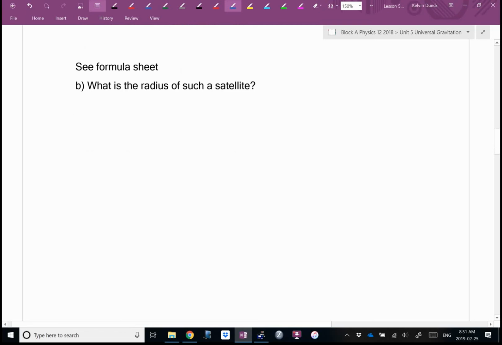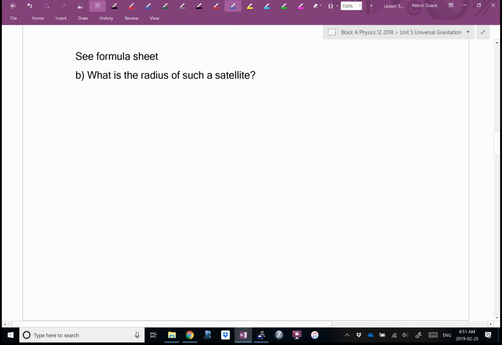What's the radius of such a satellite? I guess they would all have to be at the same radius and same speed because they all have the same period. Are they in orbit? Gravity is what's pulling me in a circle.